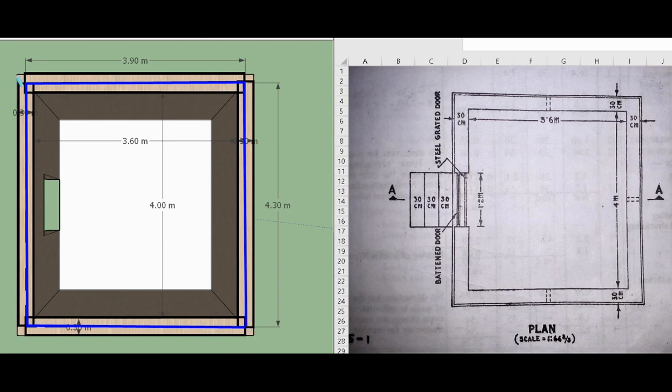But we can see that this small portion is considered twice when we calculate the area from this wall and this wall, but this other small portion is not considered. So this small portion is easily replaced by this portion because it is considered twice, and if we multiply this area with the height, then we will get the required quantity.